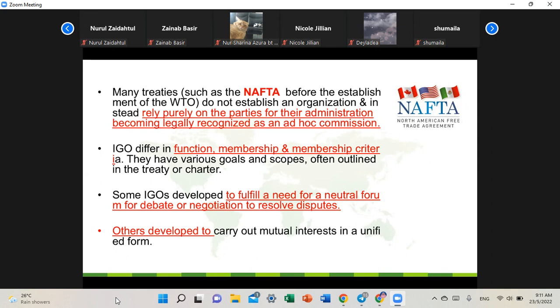Okay, so some IGOs developed to fulfill a need for a neutral forum for debate or negotiation to resolve disputes. Okay, ASEAN through their ASEAN way, non-interference policy, hospitable neighbor and whatnot, all of which actually promote a neutral forum for negotiation. Even if you look at the ASEAN Charter, it time and time again insists for conflicting parties to resort to peaceful means in settling the dispute. Okay, others developed to carry out mutual interest in a unified form like the EU lah. Okay, the EU adalah a unified form.